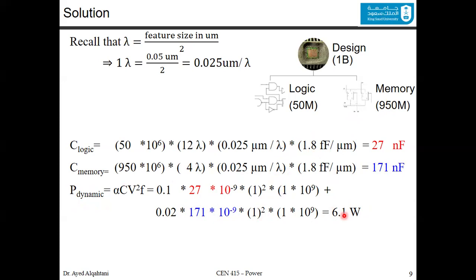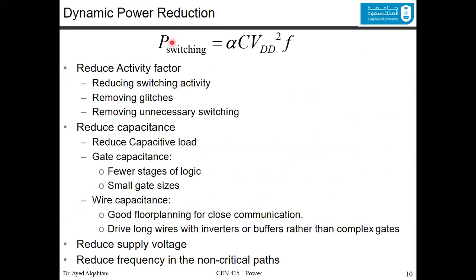In recent processes, the power consumption is getting so high that it's more than 100 watt. Now, for the dynamic power reduction, we need to reduce the switching power consumption. We do this by reducing all these four factors. We reduce the activity factor by reducing the switching activity, removing glitches, removing unnecessary switching. This way you don't have switching from 0 to 1 and 1 to 0, so the activity factor will be lower.